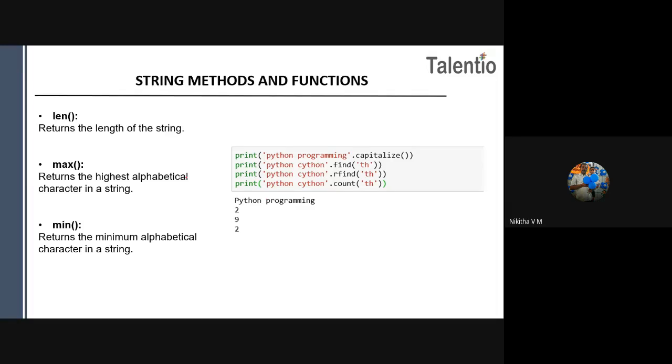Okay, all right. So coming to the next set of methods and functions, here we have len. It is going to simply return you the length of the string. Next you have max. Returns the highest alphabetical character in the string. Now what is this highest? Okay, the image is wrong here. What is the highest alphabetical character?